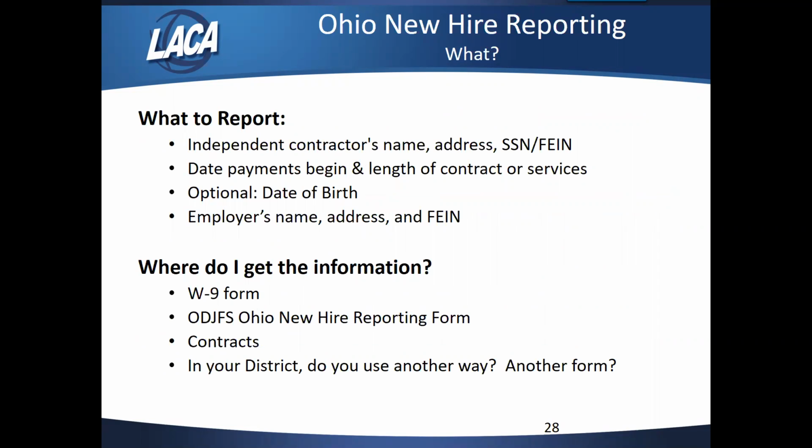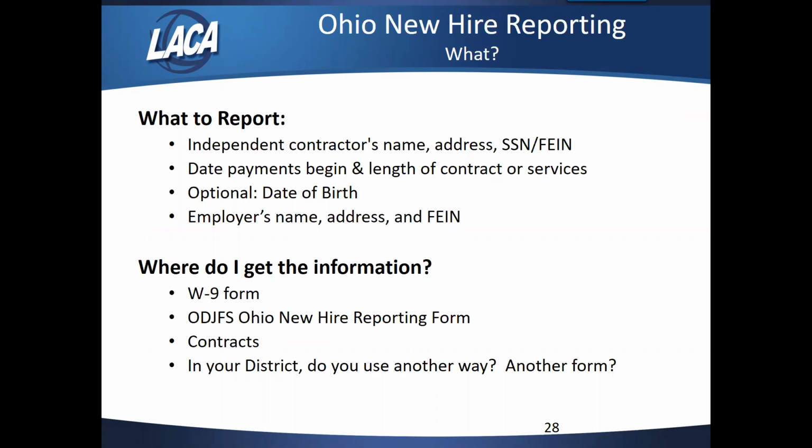And what information needs to be reported: the contractor's name, address, social security number, or tax ID, the date that your payments begin, and the length of the contract that you have with that contractor. You can report the date of birth, and then you have to, of course, report your employer information. So where are you getting that information? Everybody should be getting a W-9 form from all of their vendors before paying them, so that has a lot of that information on there for you.